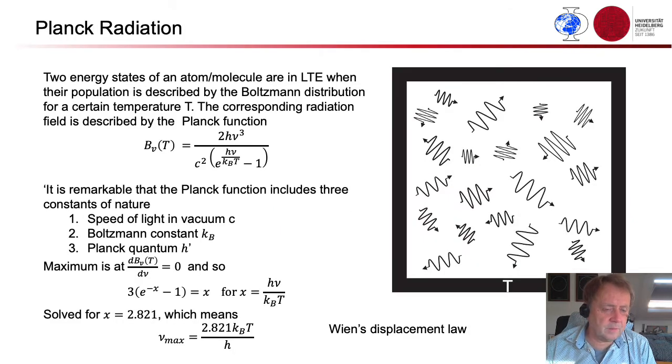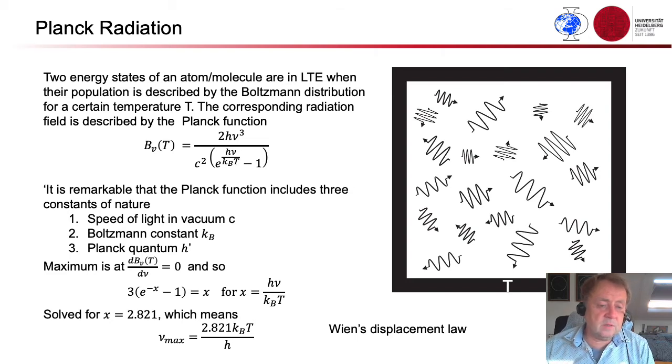I think it was 2 weeks ago that we discussed the two energy states of an atom or molecule, where we assumed that the population of these two states can be described by the Boltzmann distribution for a certain temperature T, which means that these two energy states are what we call in local thermal equilibrium. Under this assumption, the radiation field, which is in equilibrium with the matter, is given by the Planck function.